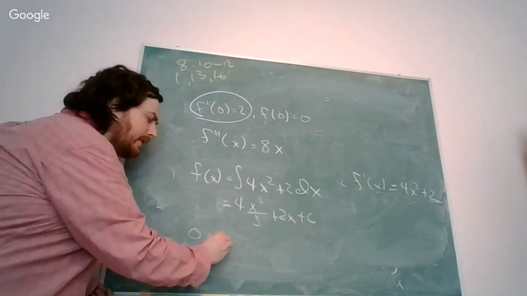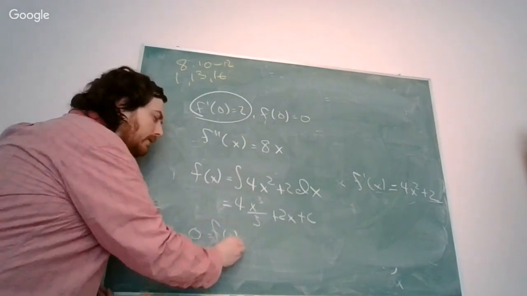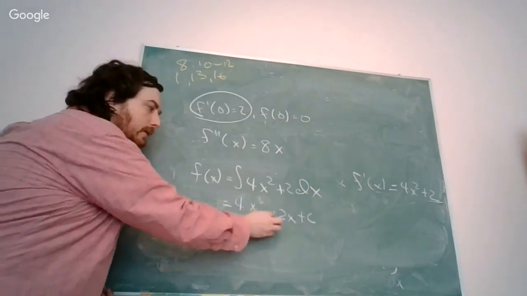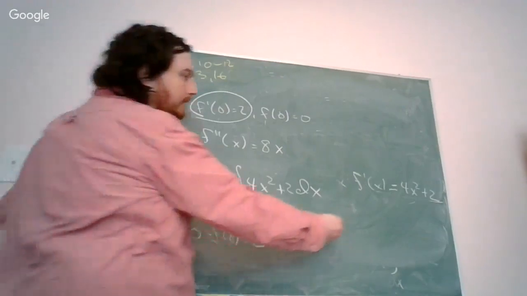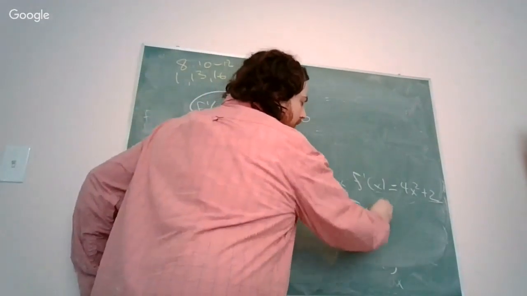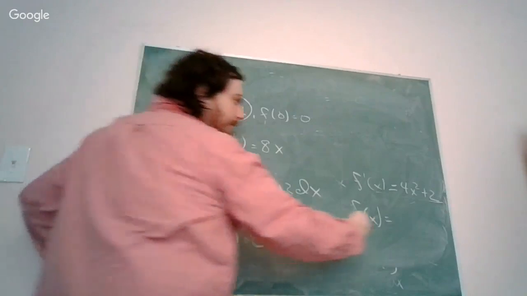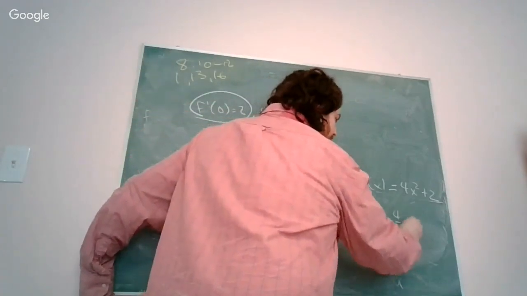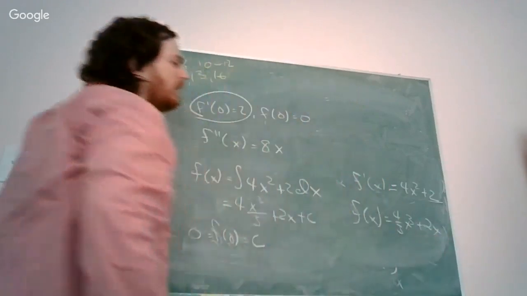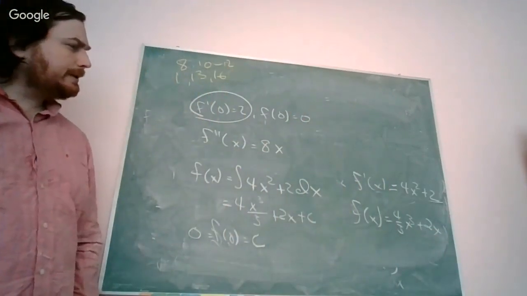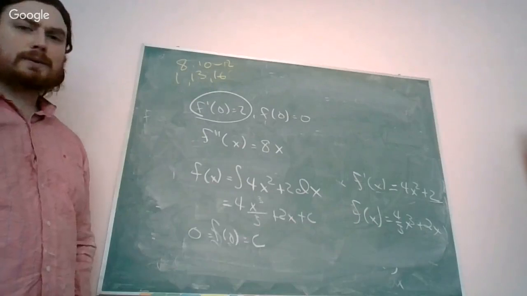0 is f of 0, but f of 0 looks like this. So that's 0 plus c, which is c. So therefore, 0 is c. So f of x has to look like this: 4/3 x cubed plus 2x plus 0, because 0 has to be c. And we're left with the original function.